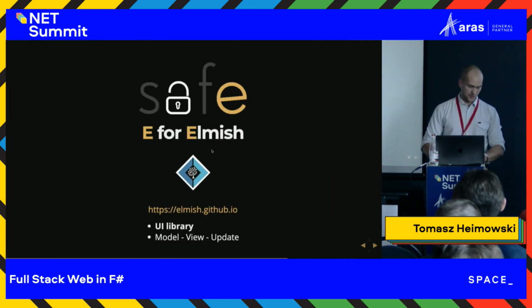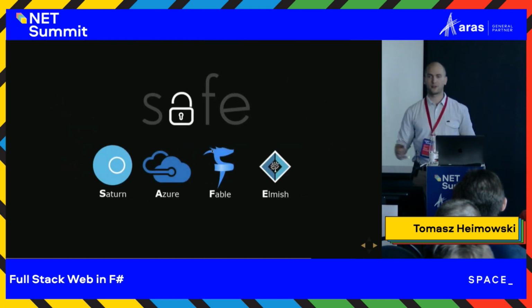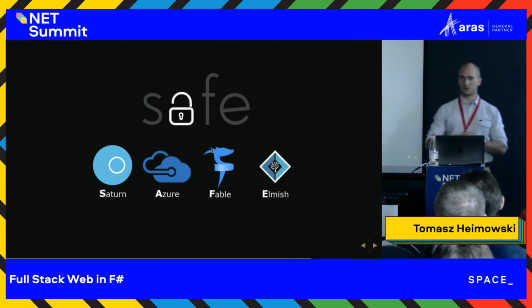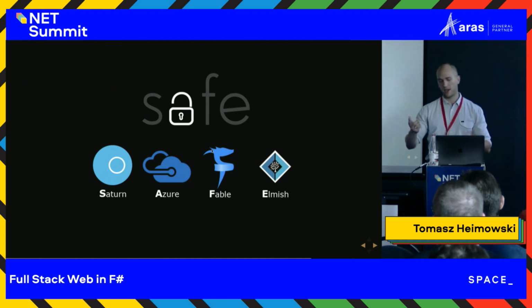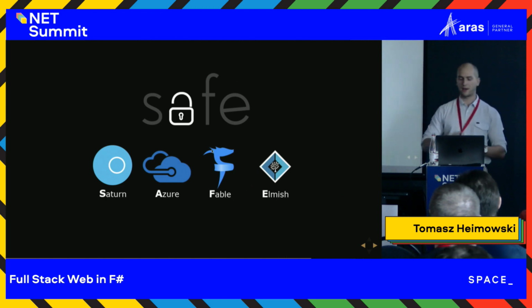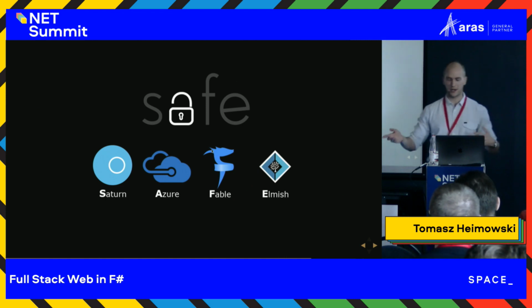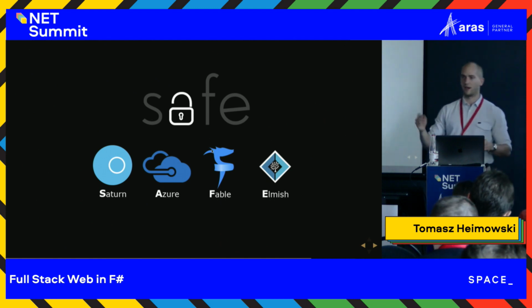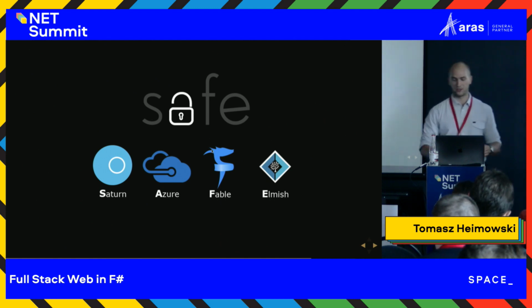So that's E for Elmish. To sum up, Safe Stack stands for those 4 projects: S for Saturn, web server in F#, A for Azure, obviously, F for Fable, F# to JavaScript compiler, and E for Elmish, user interface library or framework for writing apps on the client side using the model view update pattern.